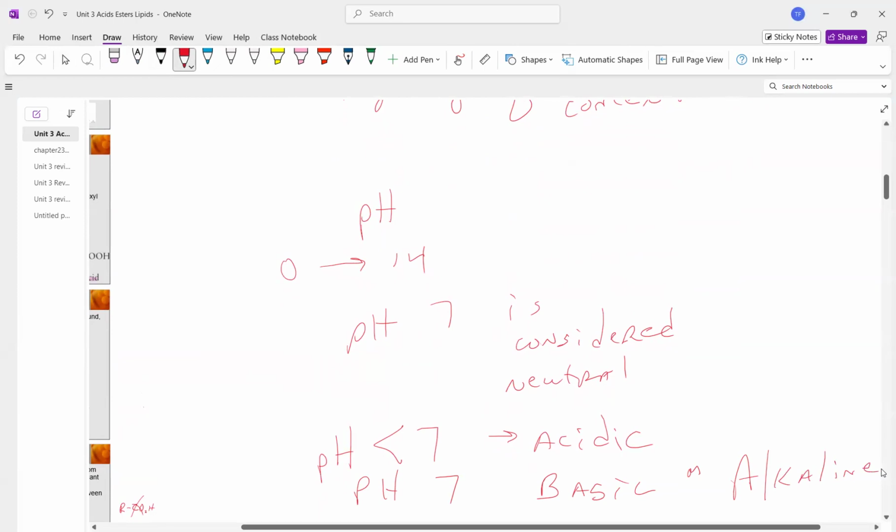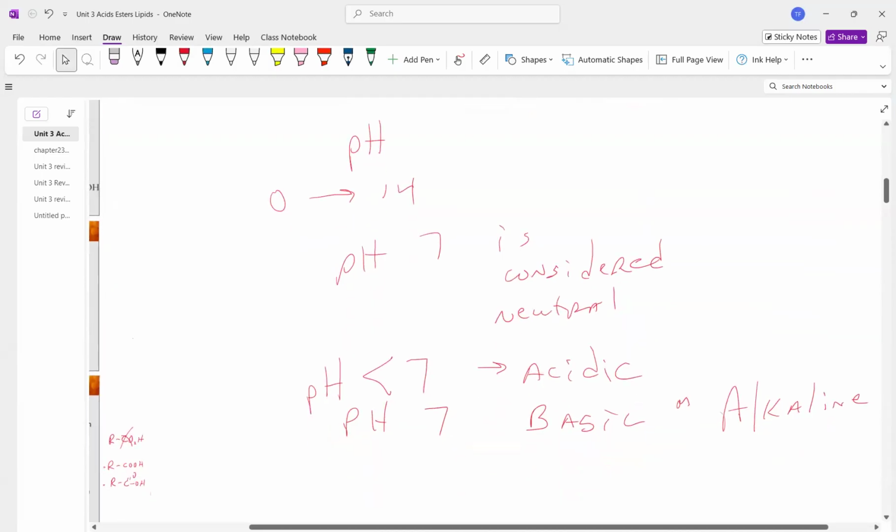Alkaline is an old term from the Middle Ages during the alchemy time. Basic is a more modern term. And if pH is equal to 7, it's considered neutral. Now, whenever you talk about acids, you always think of the 3 types.